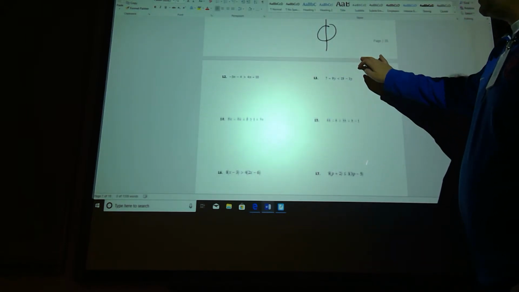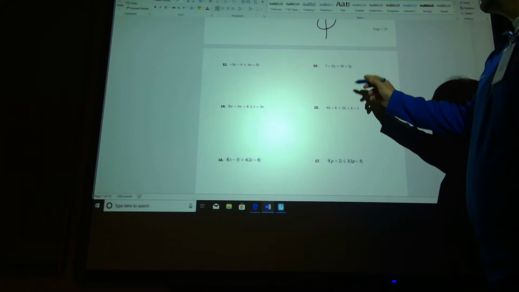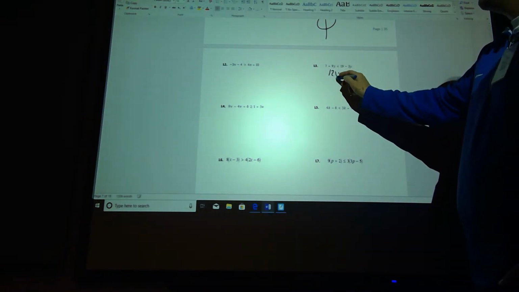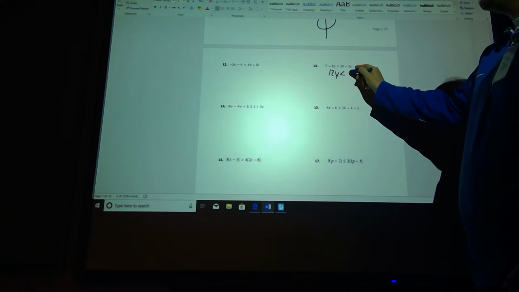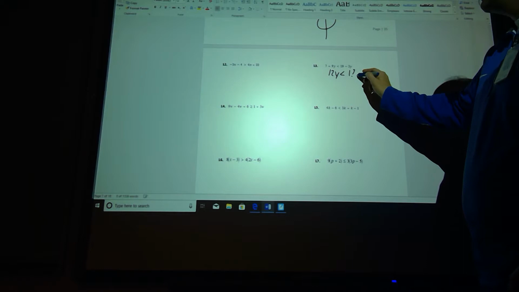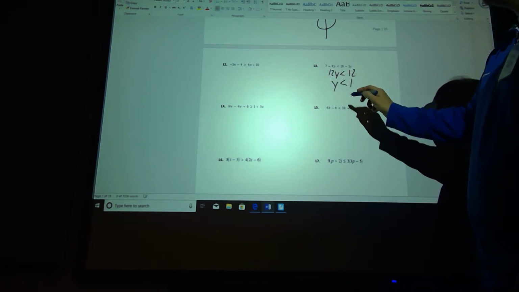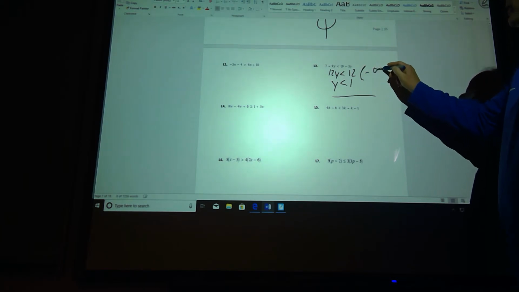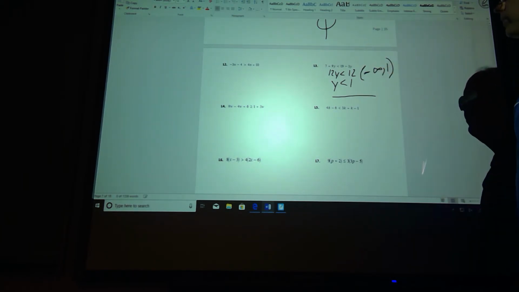Number 13, we're going to go ahead and let's add 3y to both sides, so I get a 12y over here. Subtract 7 from each side, so I'm going to get a 12 over here. Divide both sides by 12, so I get it's less than 1. So I'm going to go from -infinity to 1, rounded bracket.